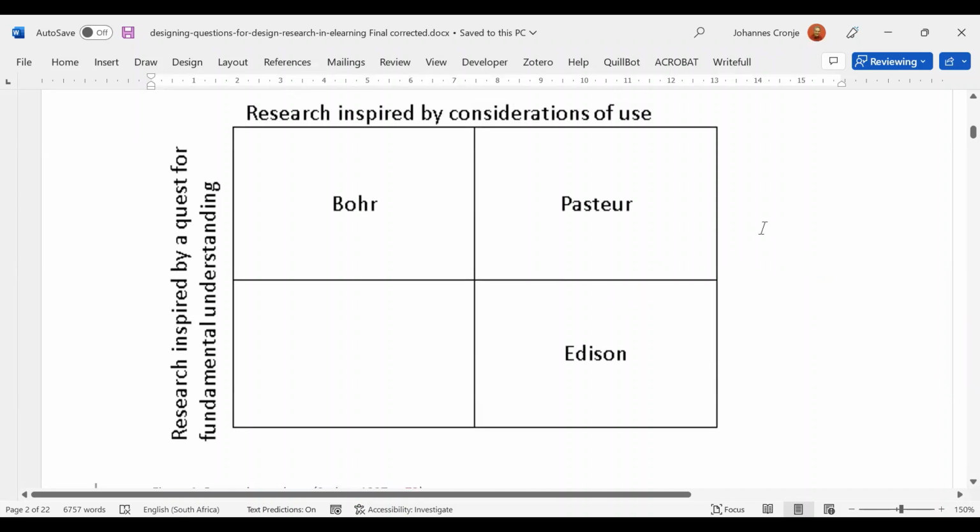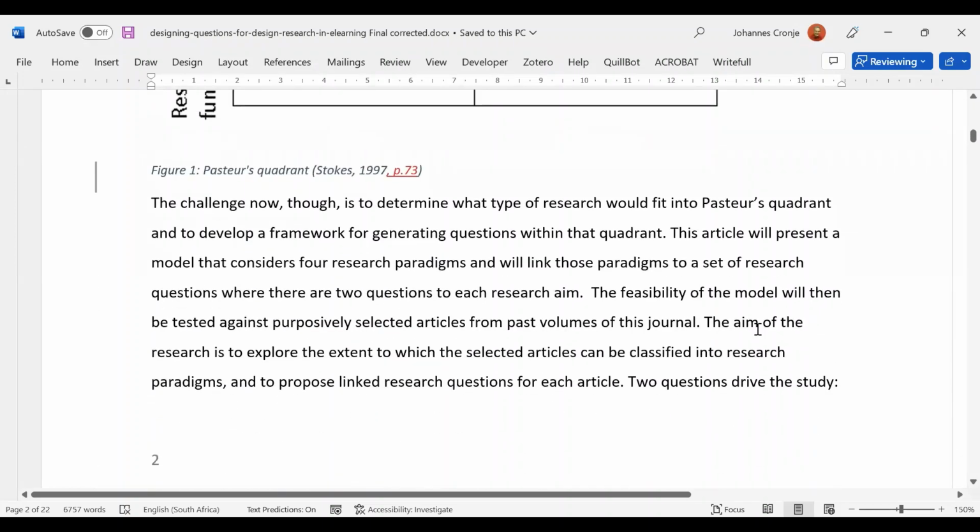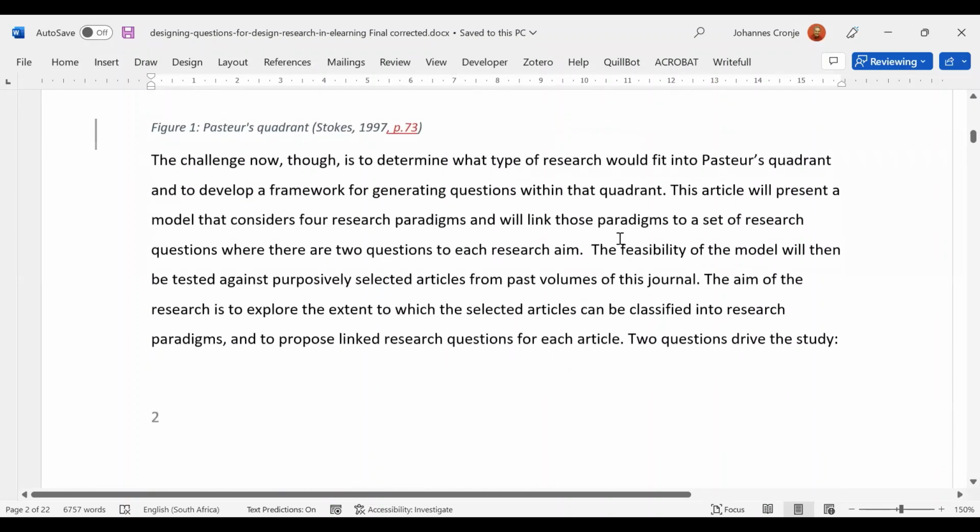Stokes says that all research can either be inspired by being useful or contribute to fundamental understanding. Bohr's research is really there for fundamental understanding rather than useful. Edison's research is really useful rather than fundamental understanding, and Pasteur's is both. So this one is neither understanding nor use, and so that is the quadrant of myths, legends, and fake news. And I added Stokes's page number because they asked for that.